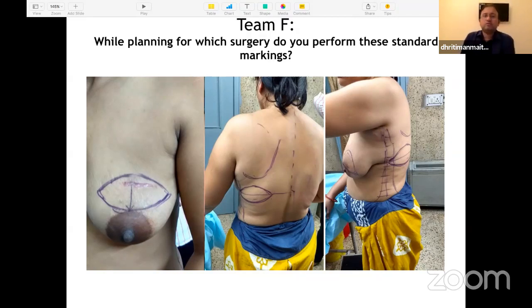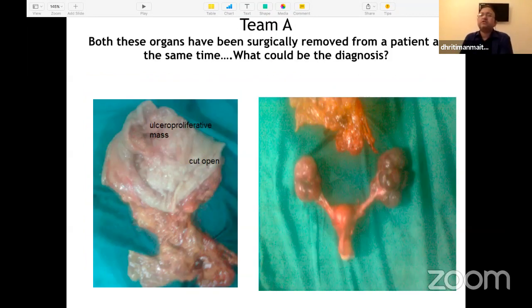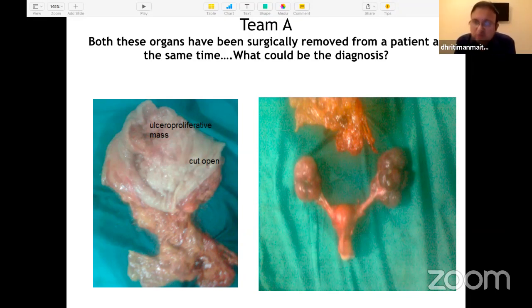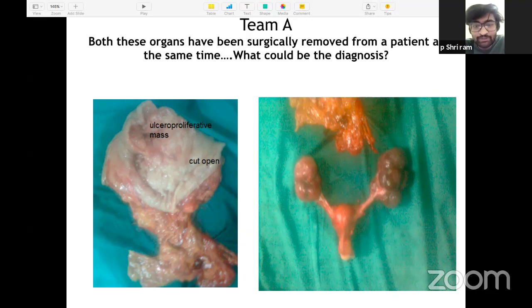Going to round 4. Both these organs have been surgically removed from a patient at the same time. Identify the specimens and make a diagnosis. This question is to Sriram again. Sir, it is like the Krukenberg tumor. She's having bilateral polycystic ovaries and she's having some gastric mass. Which ovarian deposits, not polycystic ovaries. Polycystic ovaries is something else. Yeah. Basically, it's a Krukenberg tumor metastasized from the gastric cancer to the ovaries.